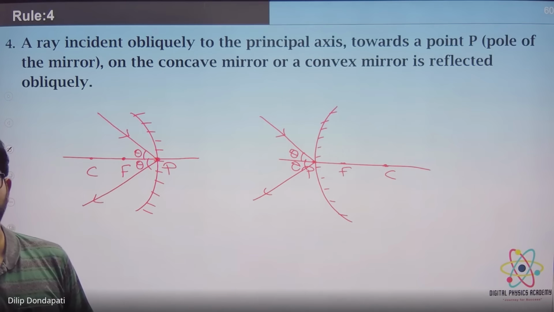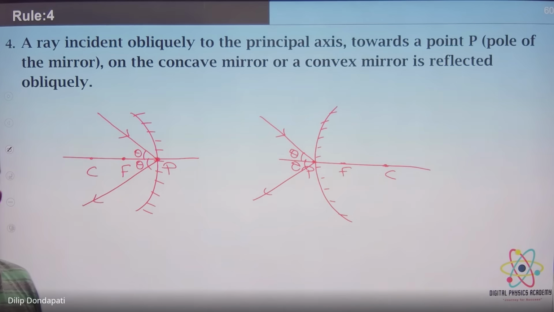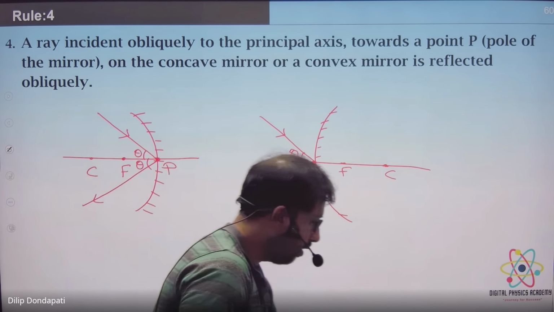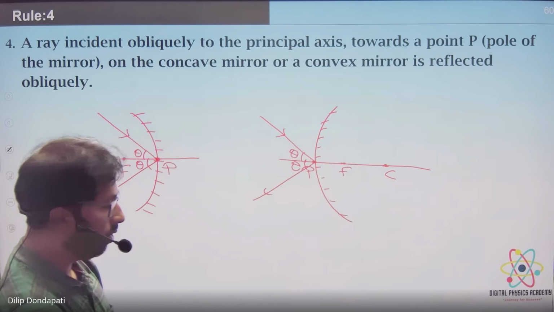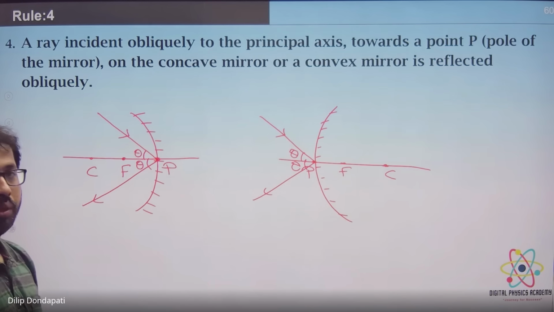Using these rules only, we are using the ray diagrams. We are drawing ray diagrams. One more class में ray diagrams will be हो जाएगा. One more. Then numericals you have to start.